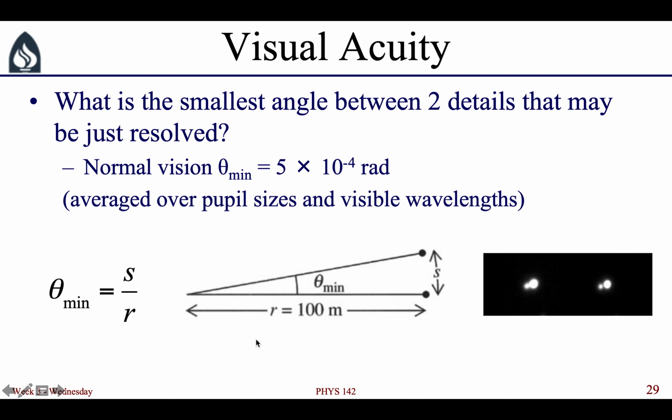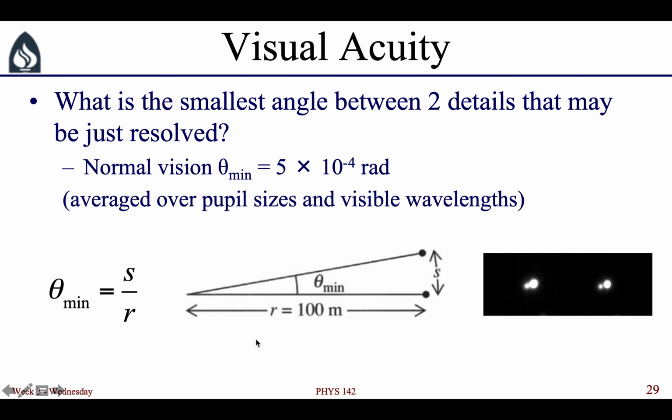So we've seen that as the pupil size increases and decreases, that minimum angle of resolution changes, and it's also going to be dependent upon the wavelength that is being viewed. But for normal vision, we can average over the range of pupil sizes, and also over the visible wavelengths, and see that on average, for normal vision, the minimum angle of resolution is about 5 times 10 to the minus 4 radians.